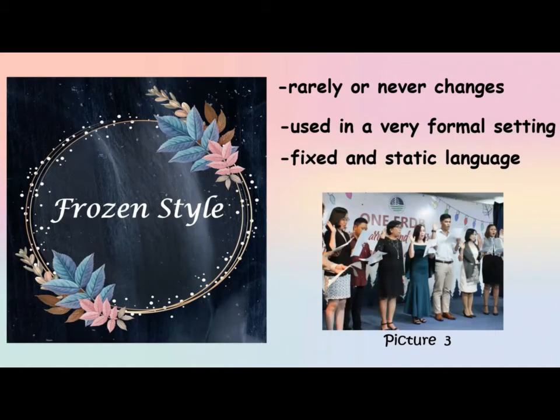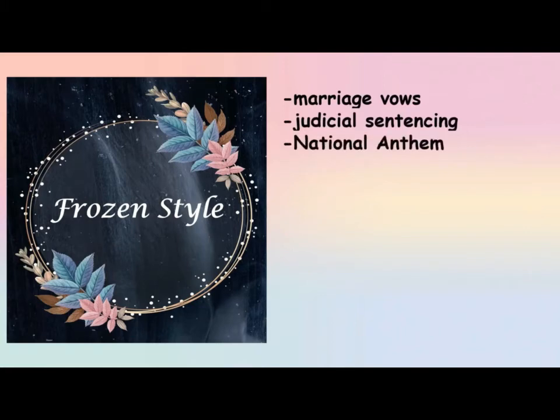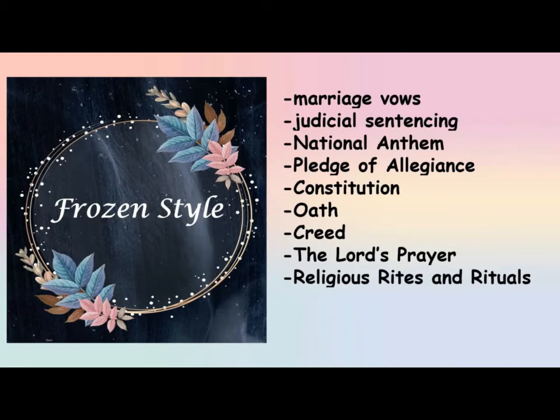It is the oath-taking ceremony. The picture number 3. Other examples are marriage vows, judicial sentencing, national anthem, pledge of allegiance, constitution, oath, creed, the Lord's Prayer, and religious rites and rituals. The characteristic of its delivery is monotone. It is called frozen because it already has pattern that cannot be changed.